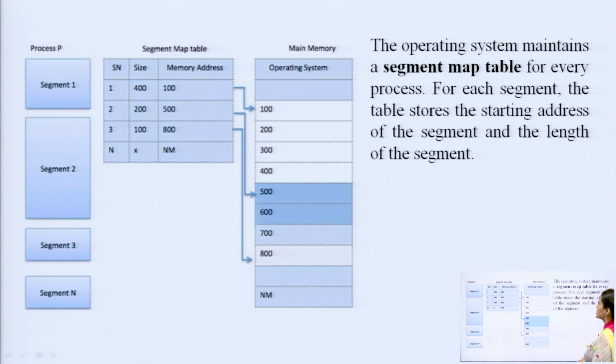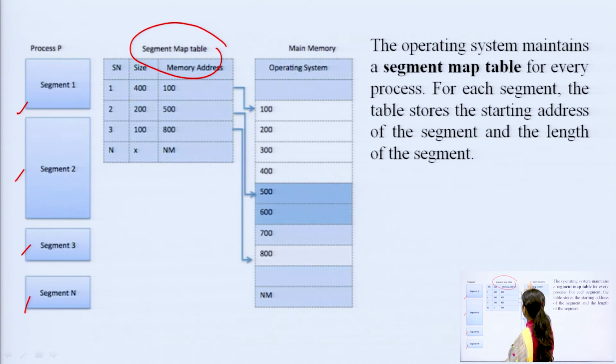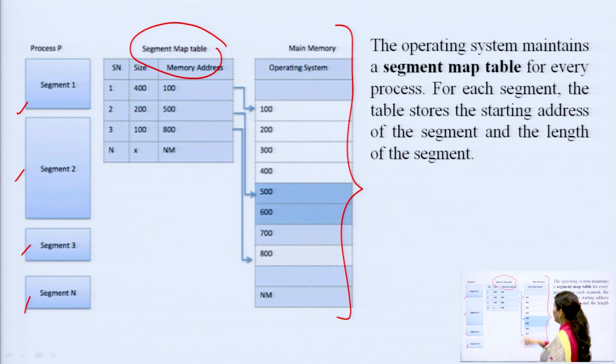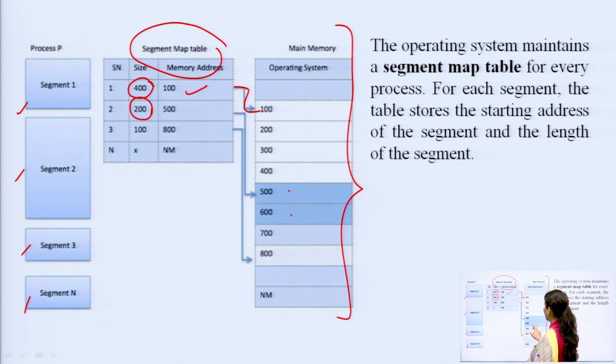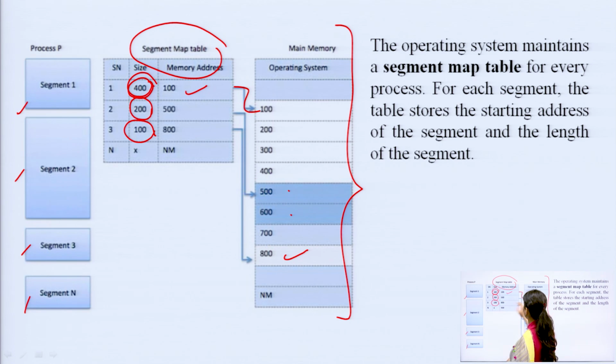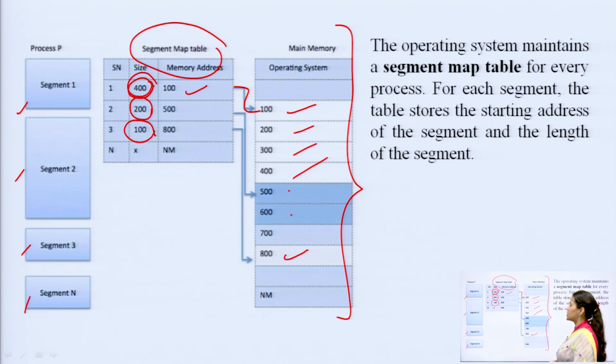This is how the mapping is done. These are the different processes divided into segments, and this is the segment map table. This is the main memory. The segments are mapped to different locations: segment 1 is mapped to this location with size 400; segment 2 has size 200, so it takes 2 slots; another has size 100, so it takes 1 slot; and here the size was 400, so it takes 4 slots. In this way segmentation is done.